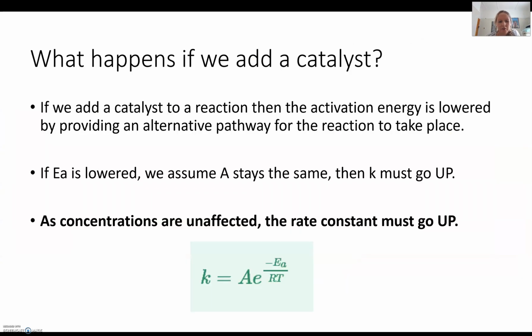And that's it. The final thing for this section is what happens if we add a catalyst. Well, we know that adding a catalyst speeds up the rate of the reaction, and the reason why is because more particles have the required activation energy. The activation energy hasn't been altered, so therefore what has changed? If the rate's going up, it must be the rate constant, because the activation energy itself is staying the same. That's what it has to be.